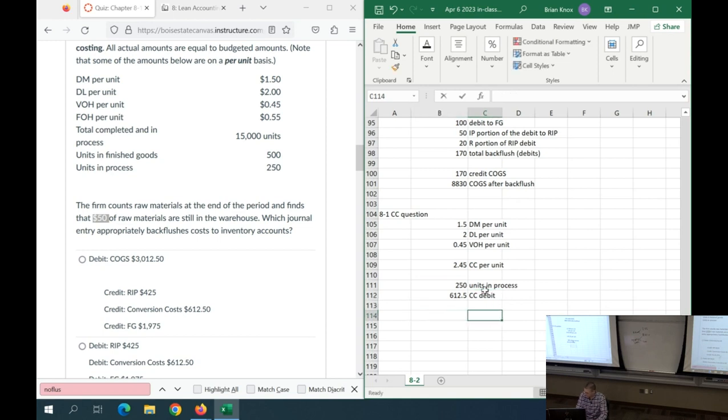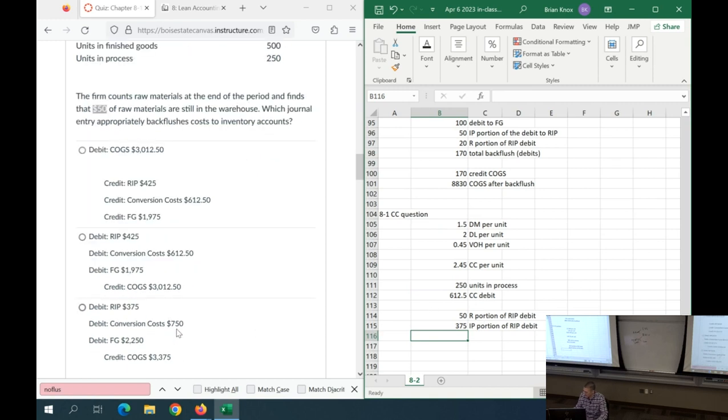So the portion is just that $50 copied over from the question. And the IP portion of the RIP debit is materials times that 250 units in process. So 375. So we've double confirmed that, so that is the debit to RIP. Now we've double confirmed that this one looks right. Both its conversion cost debit and its RIP debit look right here.